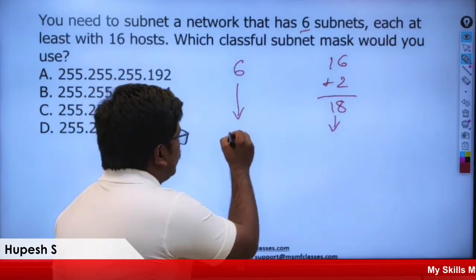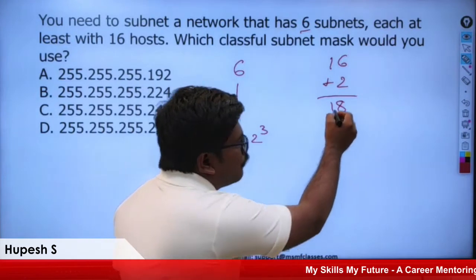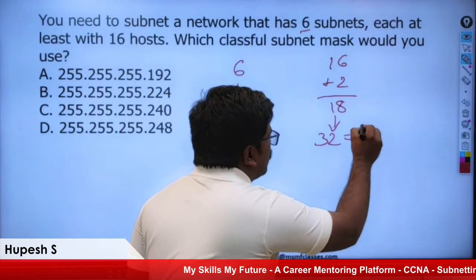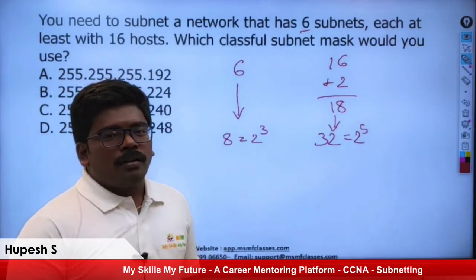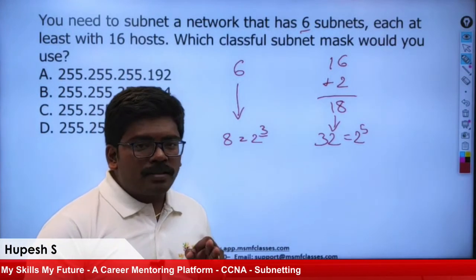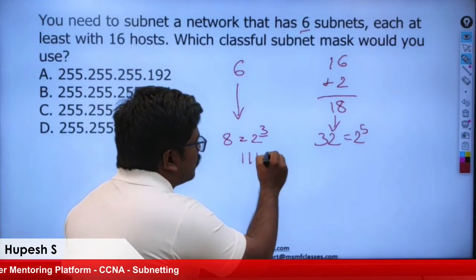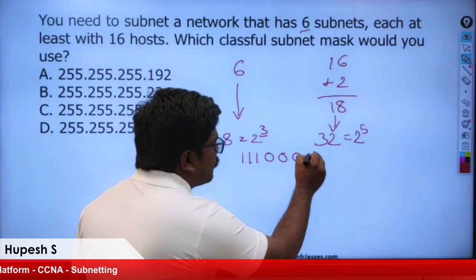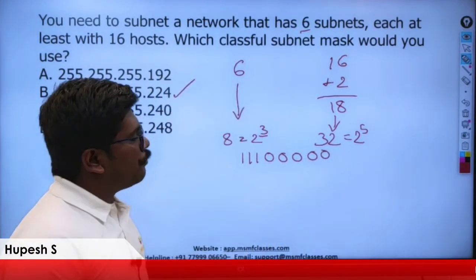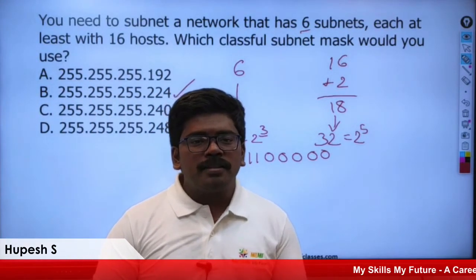So for 6, it is 8, which is 2 power 3. And for 18, it is 32, which is 2 power 5. Now, if you see here, I need 3 network bits and 5 host bits. So I can simply write it as 3 ones and 5 zeros. This equivalent value is 224. So my option B would be the perfect answer for this requirement.